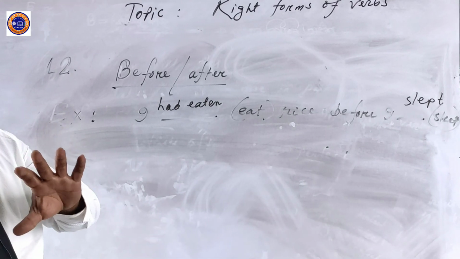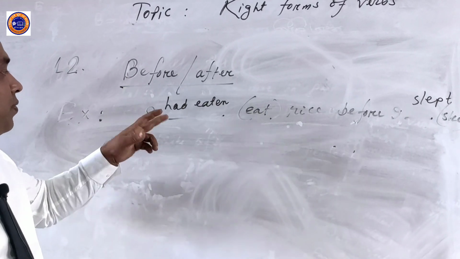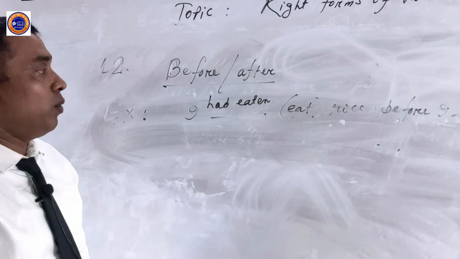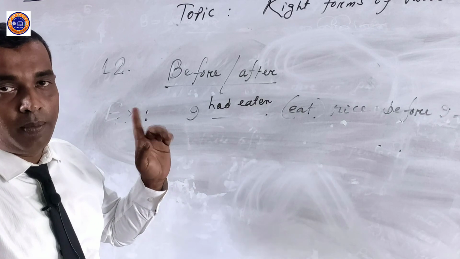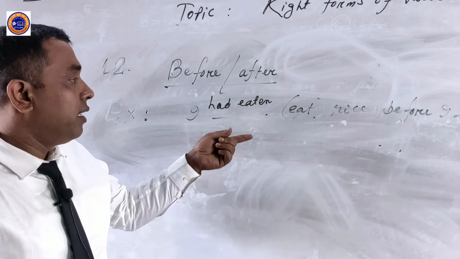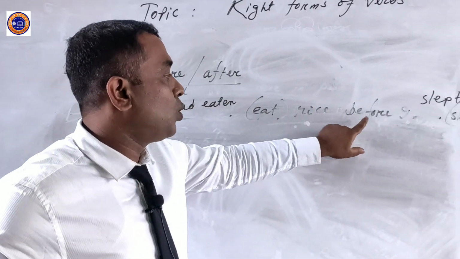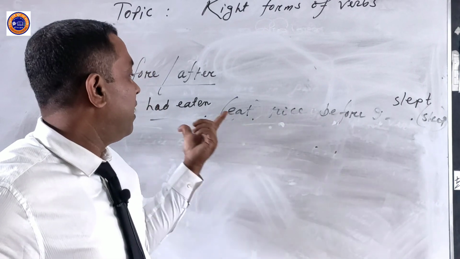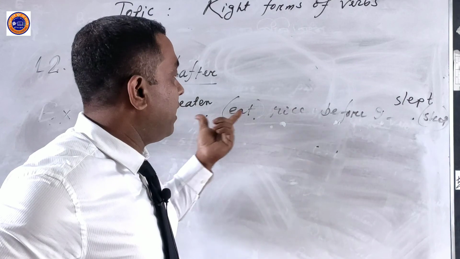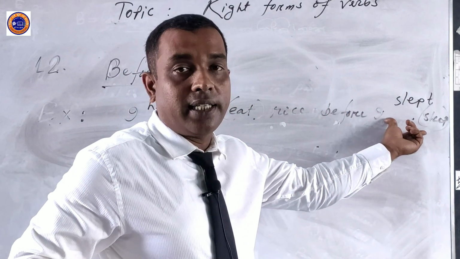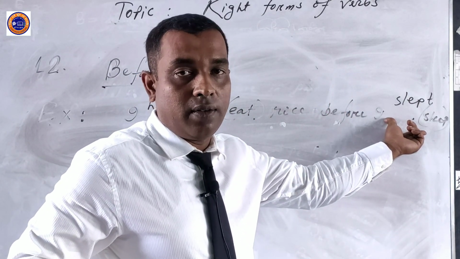I am going to repeat this again. If two clauses are joined with the word before or after, one clause will be past indefinite and one clause will be past perfect. If the two clauses are joined with before, then the past perfect will be placed first and the past indefinite will be placed in the second part.